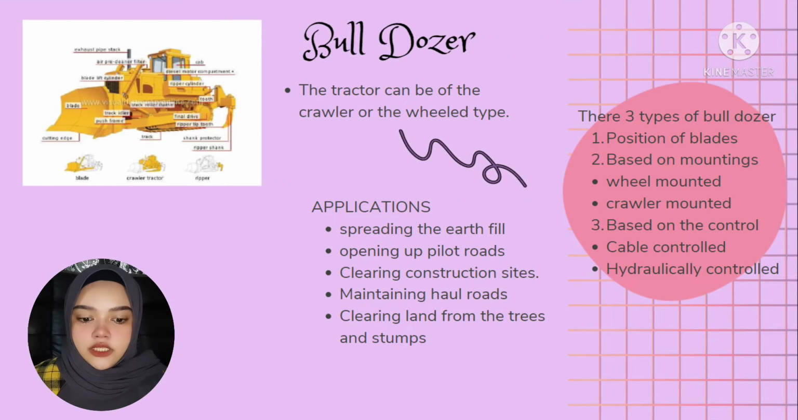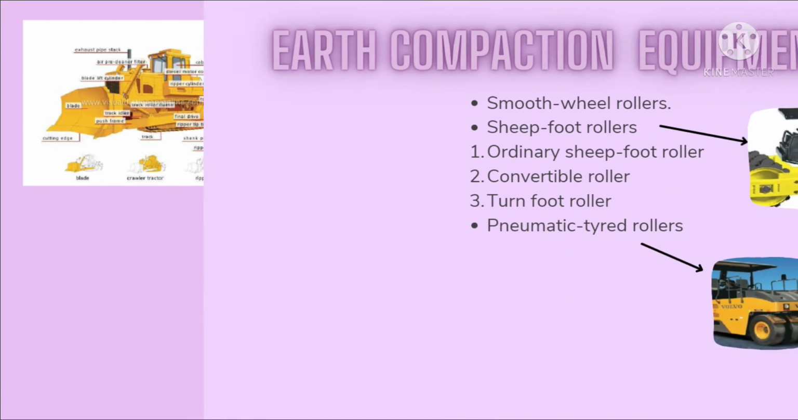Last, bulldozer. It can be of the crawler or wheel type. There are 3 types of bulldozer, which are based on position of blade, based on mounting, and based on control. Here are some functions of bulldozer, which are spreading the earth fill, opening up pilot roads, and more.